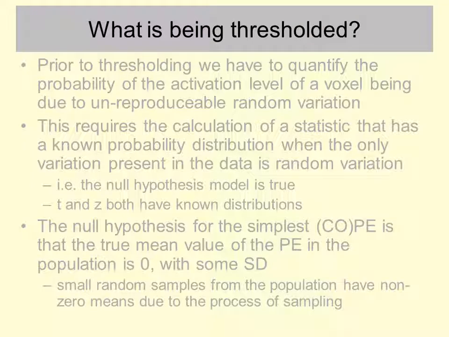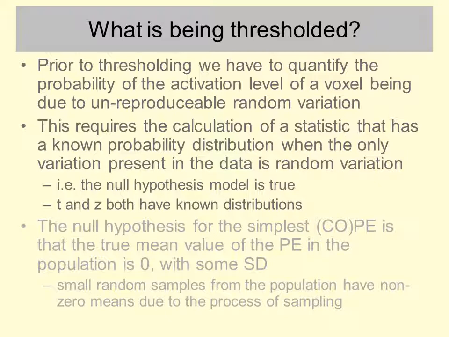So what is it that's being thresholded? Of course it's the value of a statistic, a Z-stat generally. Before we can threshold our images, we have to quantify the probability that the activation level at a particular voxel is just due to the unreproducible random variation in the data, and that it just happens that that random variation looks like the time course of one of our explanatory variables. So what's the probability that that's happened?